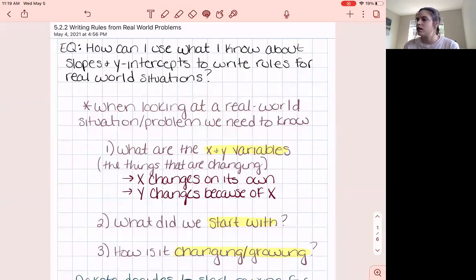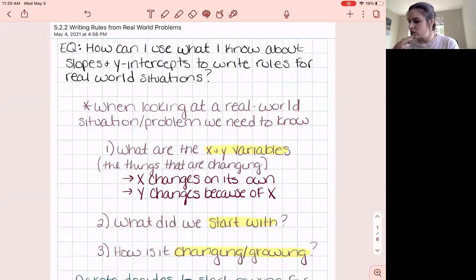Okay, so we are continuing our notes. This is 5.2.2, writing rules from real world problems. So we're going to take our idea of what we were doing before with slope, y-intercept, starts with, grows by, and then we're going to learn how to do that with real world problems. And then on top of that, we are going to be using what we learned last week about systems of equations to solve the real world problems.